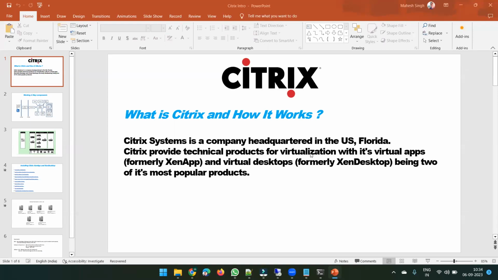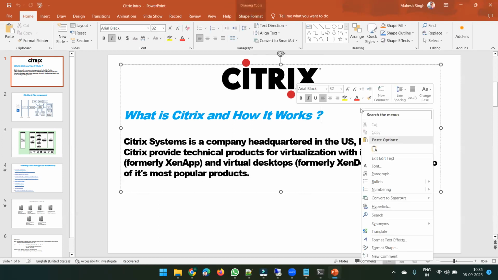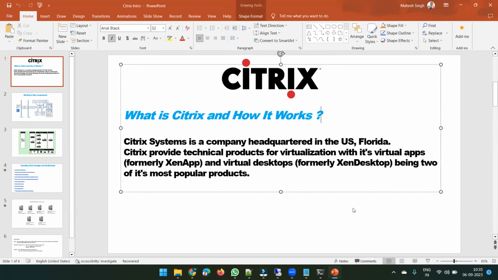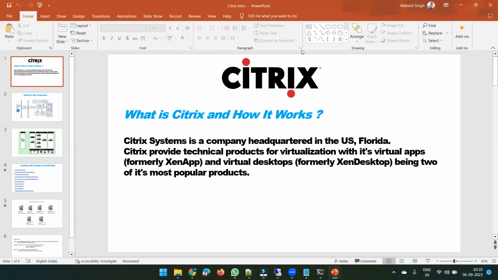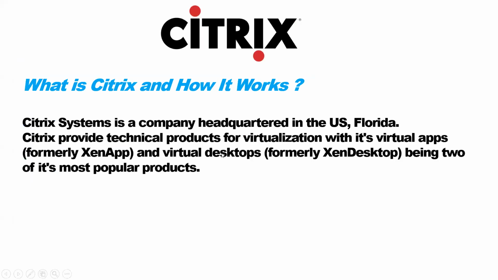So this is a kind of basic definition, as you are already working in Citrix, right? You might know Citrix is a company which is most popular in virtualization right now. The top products from Citrix are XenApp and XenDesktop. Earlier those products were named XenApp and XenDesktop, but after the release of Citrix Virtual Apps and Desktops, they renamed their products to Virtual Apps and Virtual Desktops. XenApp is now Virtual Apps and XenDesktop is now Virtual Desktops.